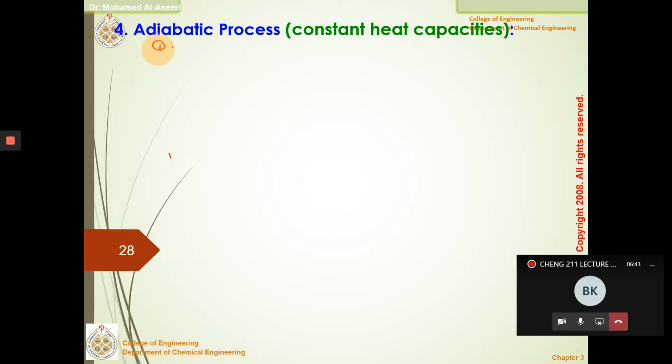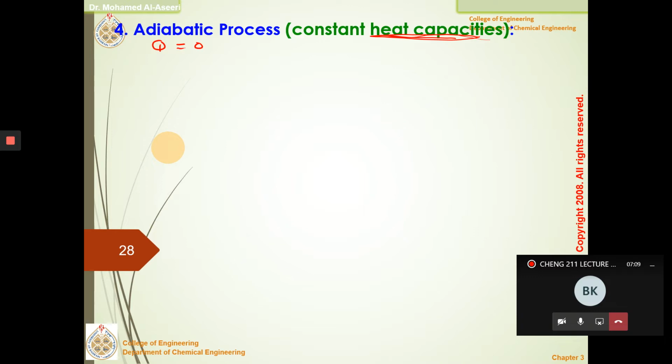Adiabatic means Q is equal to 0. But all equations that will be derived today are based on considering heat capacity as constant. That is an additional thing we are going to consider in today's lecture, that heat capacity is constant. You will notice later on that we won't be able to integrate easily if the heat capacity is not constant. So this is an additional thing that we will add today.